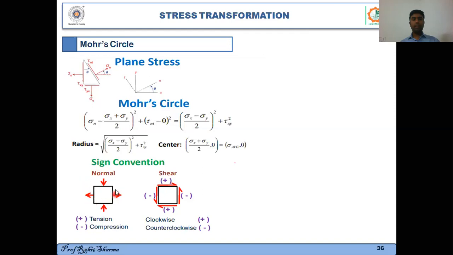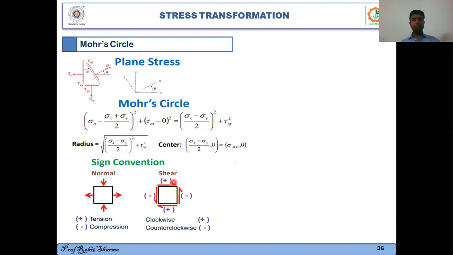Now the sign conventions are like this. Sign conventions for the normal stresses are the same as in the stress transformation equations. We consider tensile stresses to be positive, compressive stresses to be negative. The sign convention for shear stresses is a little bit different. In this case, we consider shear stress to be positive if it tries to rotate the element on which the shear stress is acting clockwise, right?